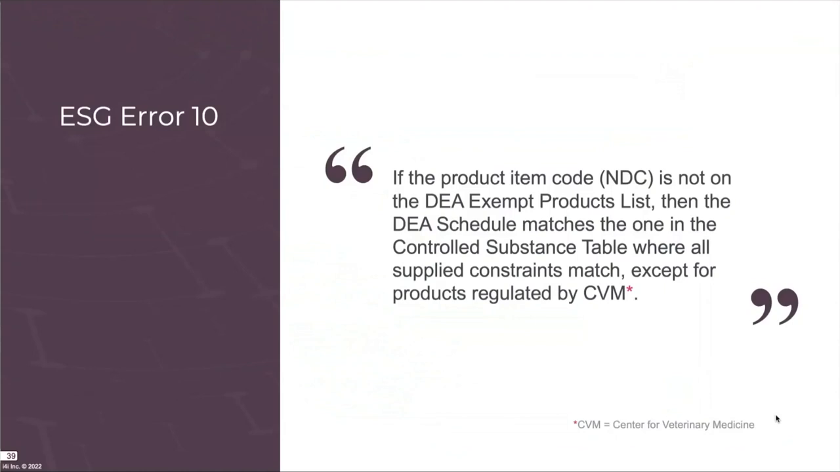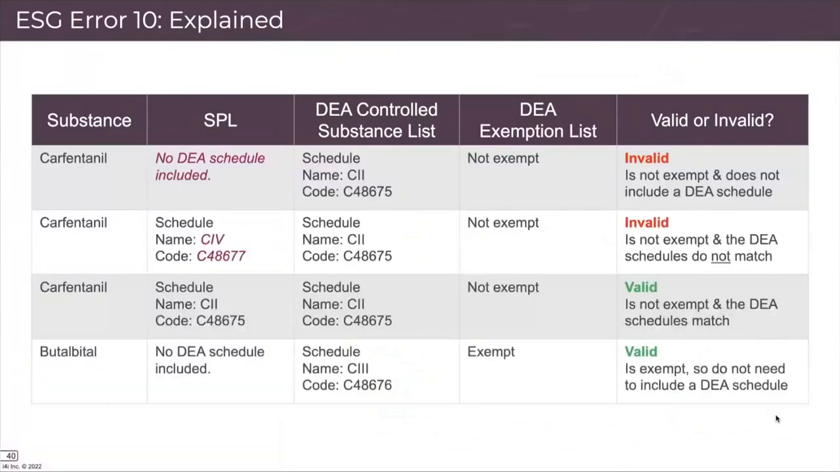Error 10. This error deals with controlled substances. It states, if the product item code or NDC is not on the DEA exempt products list, then the DEA schedule matches the one in the controlled substance table where all supplied constraints match, except for products regulated by CVM. So the DEA schedule entered in the SPL must match the DEA controlled substance list.